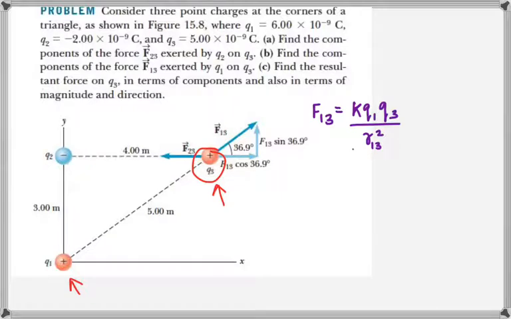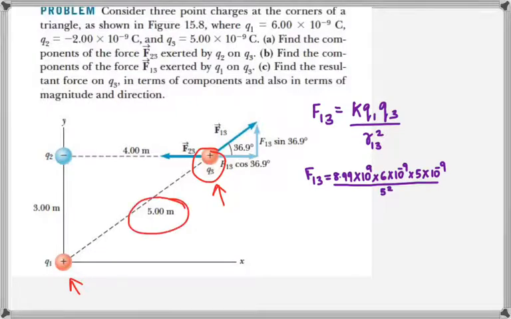So let's apply Coulomb's law for finding the electrostatic force F13. It is kQ1Q3 over R13 squared. We substitute the values for k, Q1, Q3 and R13 from the diagram. R13 from the diagram is 5 meters. The distance between 1 and 3 is 5 meters, so we substitute that and we get the value for F13.